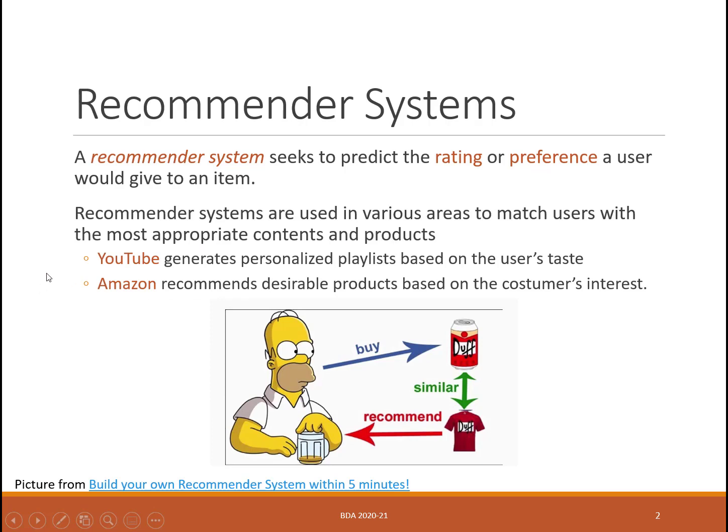For instance, recommender systems are widely used by online content providers such as YouTube to create personalized playlists based on the user's taste, or by online retailers such as Amazon, which recommends desirable products based on the customer's interest.